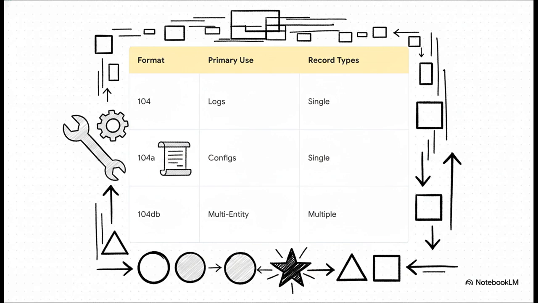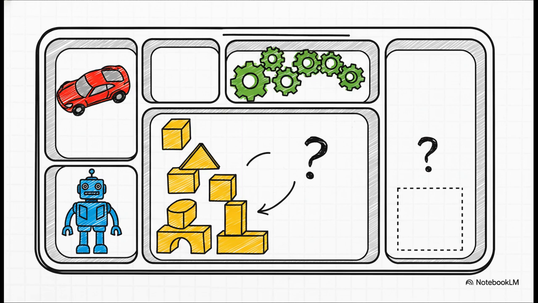The BJSON family is actually broken down into 3 main formats to handle different situations. You've got version 104, which is for high-speed logs handling massive amounts of identical data. Then version 104a handles configurations, allowing primitive types and custom headers for file metadata. But the real star for complex applications, that's 104db. This is the version designed to manage complex, multi-entity relationships.